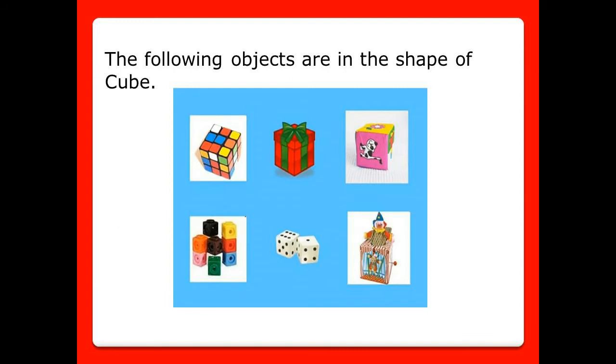The following objects are in the shape of cube. We can see so many objects around us in the shape of cube. Let's see some of them. Rubik's cube, dice, toy box, gift box are in the shape of cube. When we see the shapes, all the sides are equal in size.